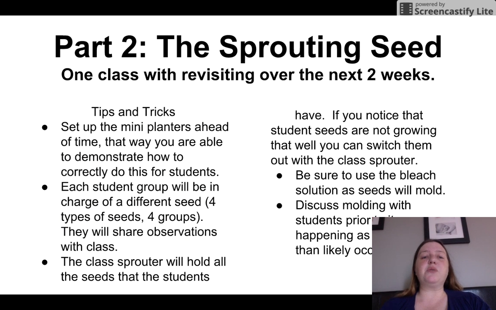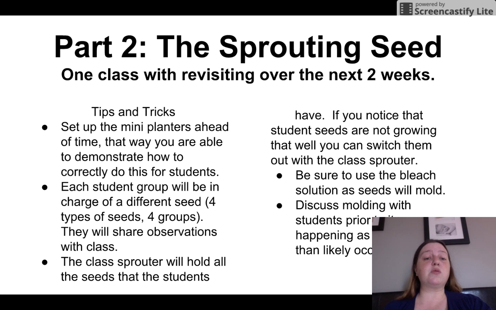For part 2 also, you're going to do 1 class setup and then revisiting. It takes 5-10 minutes each revisiting session, so you can squeeze it in between the next few parts. You want to set up the mini planters ahead of time, demonstrate for the students how to do this.